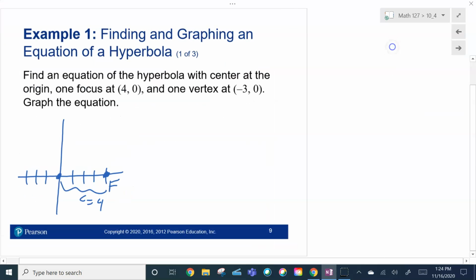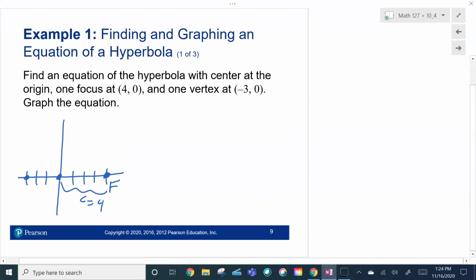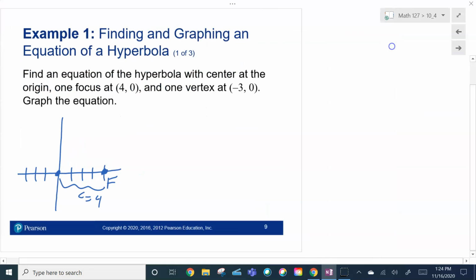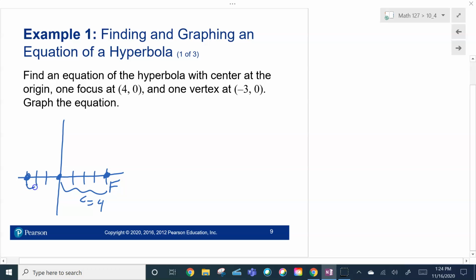A is 3, okay? And if one of the vertices is at (-3, 0), the center's right there in the middle. You know the center is the midpoint between the two vertices. So I know my other vertex has got to be at (3, 0) as well. If I know one of the foci is at (4, 0), I know the other one's at (-4, 0), and the hyperbola kind of wraps around the focus. It hits the vertex, but it wraps around.